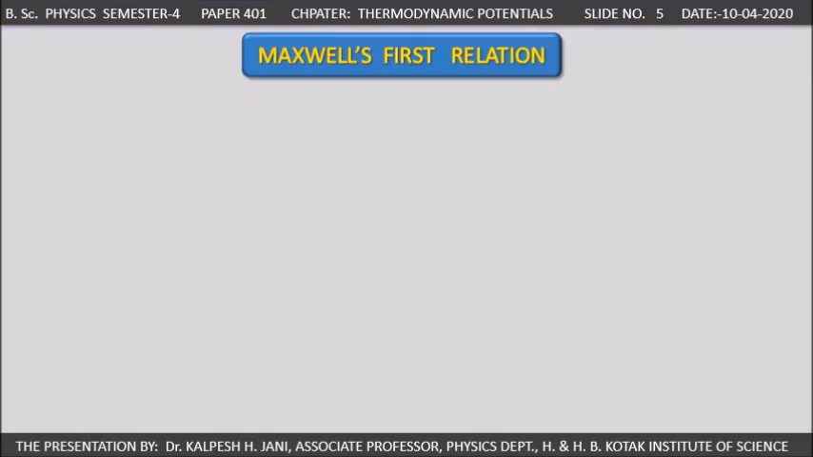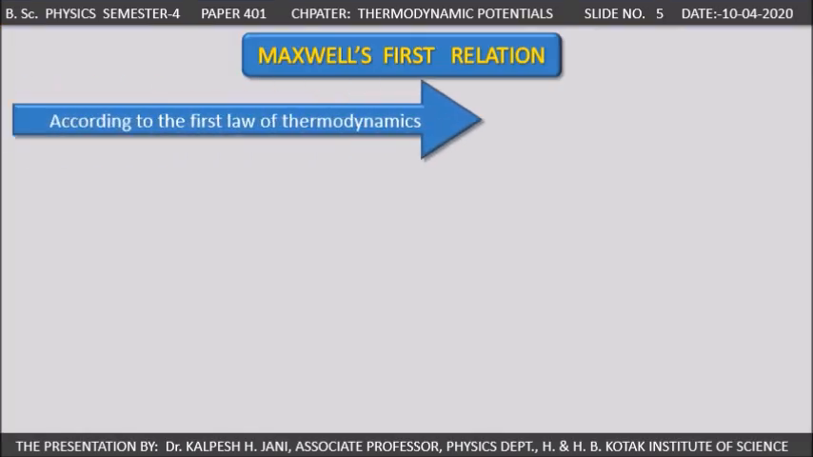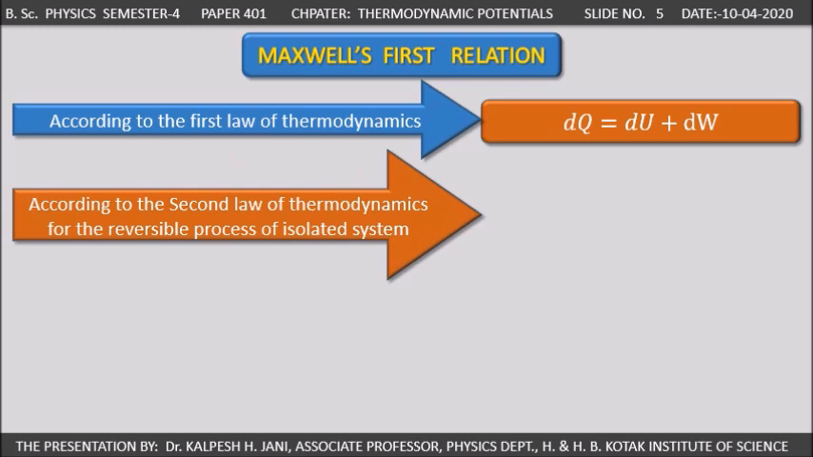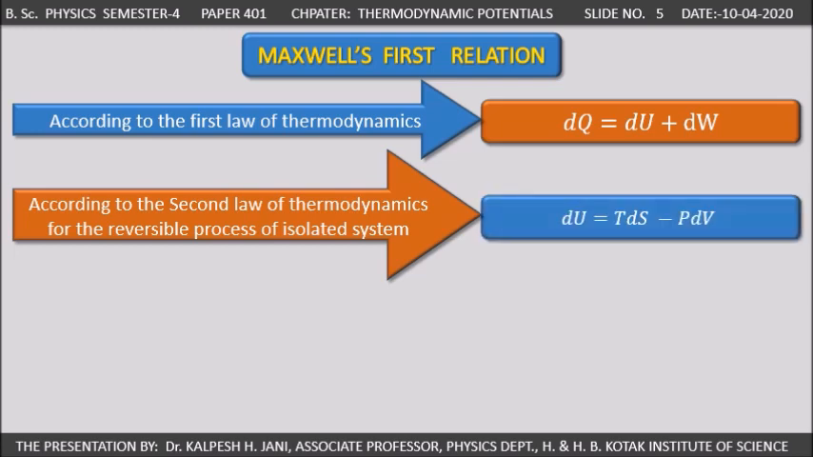So we shall start with Maxwell's first relation. We know from the first law of thermodynamics that dq is equal to du plus dw, where du is the change in the internal energy of the given system, dw is the amount of work done by the system, and dq is the amount of heat supplied to the system. Now, as I have told you, if the system is an isolated system and the process we are concerned with is a reversible process, then we can show that this change in the internal energy is nothing but TdS minus PdV. It can be shown by this equation: du is equal to TdS minus PdV.